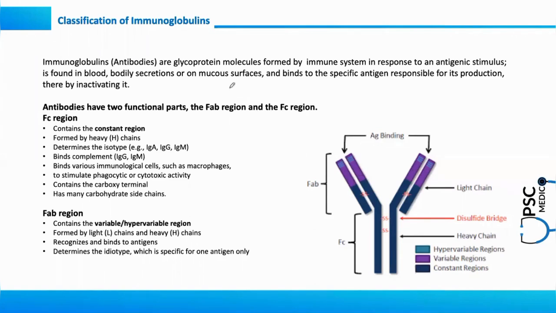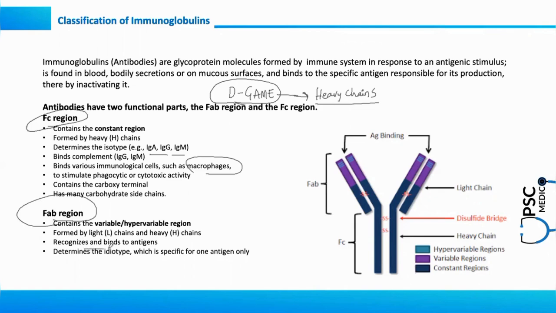But what you need to remember is that the classification of immunoglobulins is not based on the light chains. It is actually based on the heavy chains. So the different immunoglobulins are classified according to their heavy chain character. And this Fc region determines the isotype, and it binds to various immunological cells such as macrophages, whereas the Fab region recognizes and binds to the antigens.